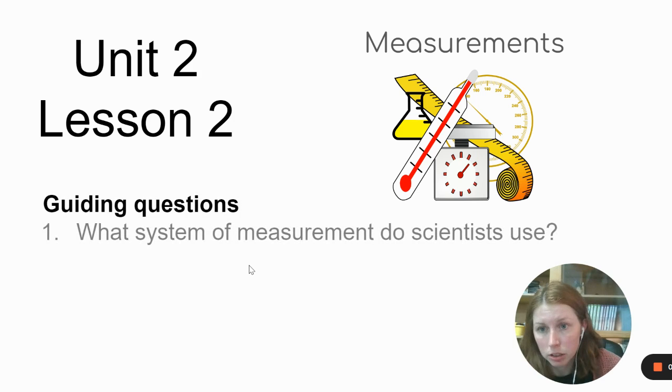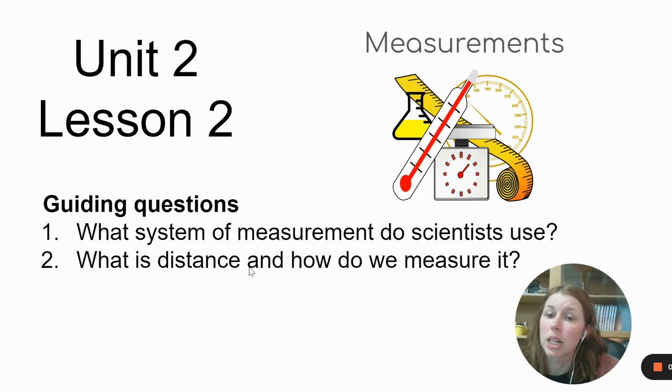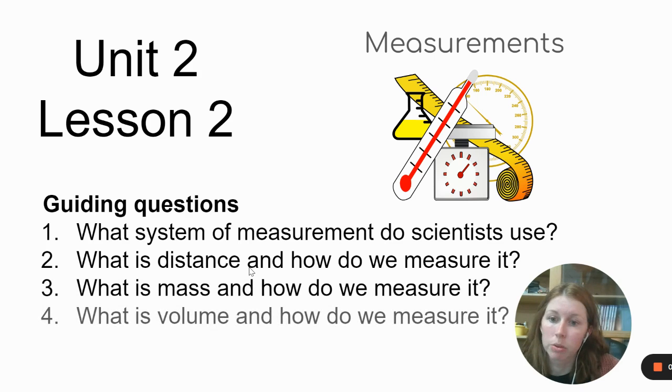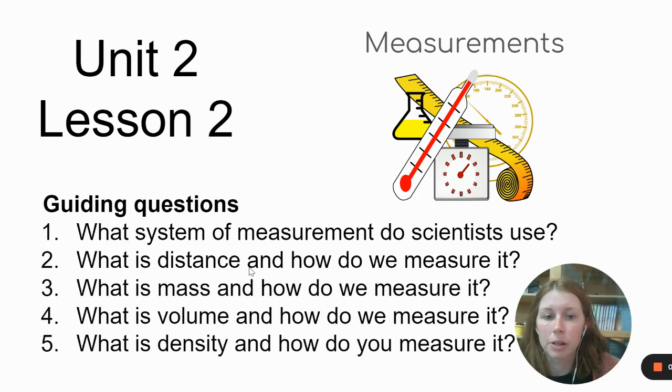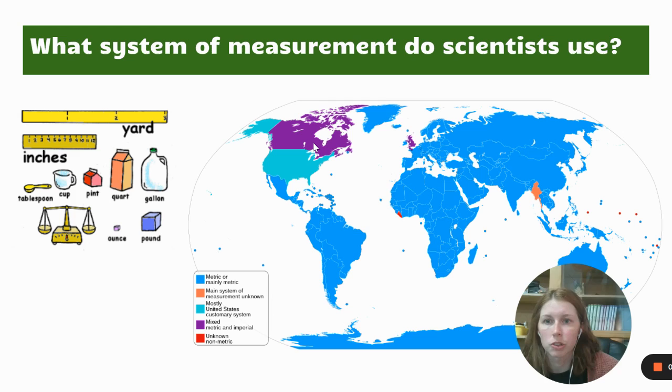So our guiding questions: what system of measurement do scientists use? What is distance? How do we measure it? What is mass? How do we measure it? What is volume? How do we measure it? And what is density? And how do you measure it? So those are the things we need to answer.